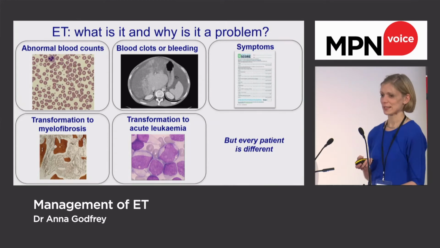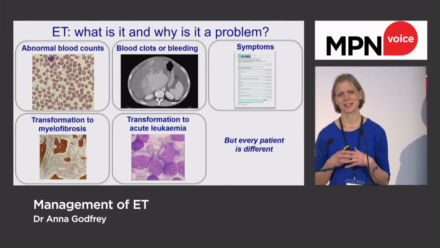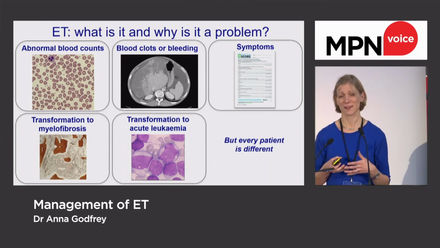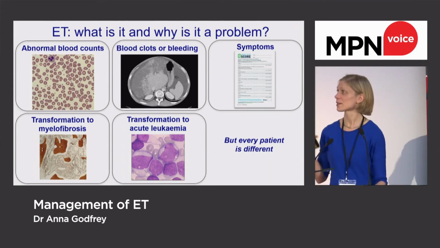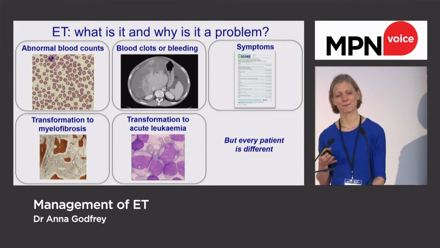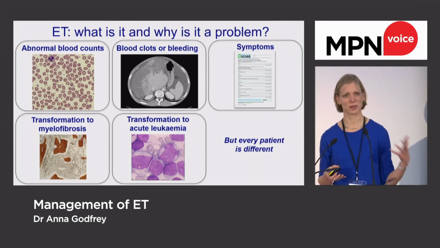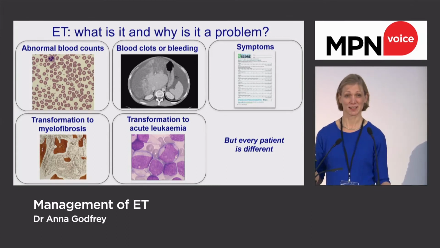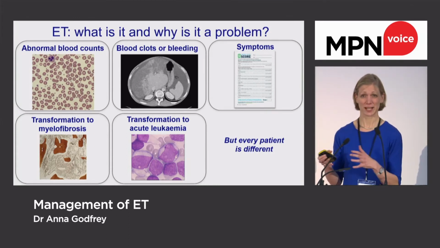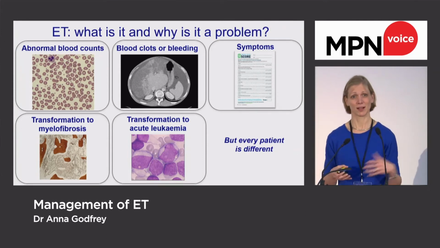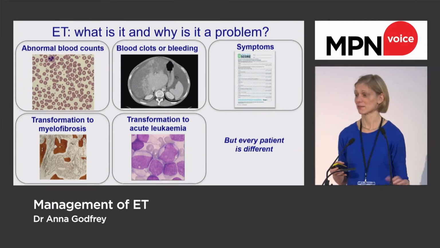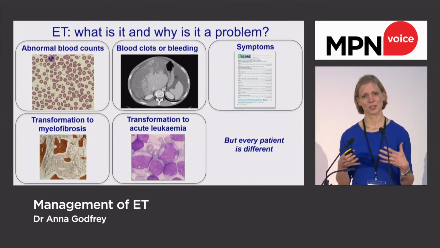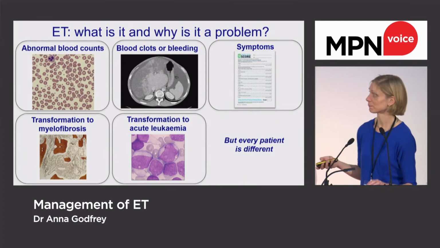But one of the things about ET is that really this is a disease that is very, very variable. So every patient is different, and they can be very different. So, for example, your risk of having a blood clot is very, very different if you're in your 20s as compared to if you're in your 80s. Some people who come into clinic have already had several heart attacks and a stroke. Others have never thought about having a heart attack or a stroke. And when we look after people with ET, we need to take everyone as an individual and manage them accordingly.